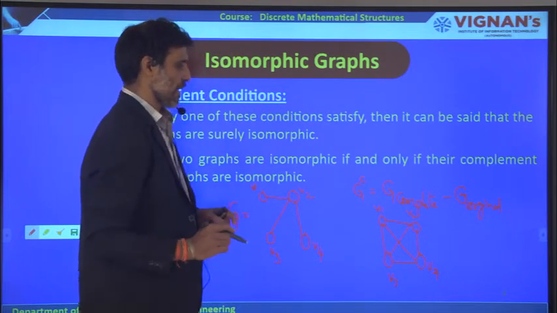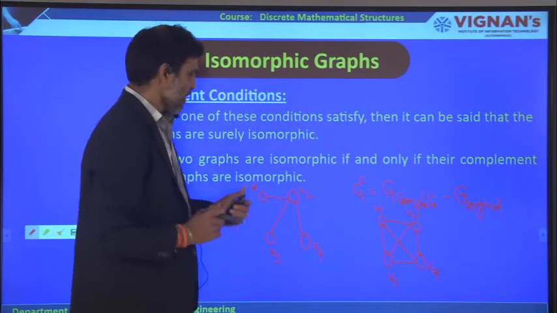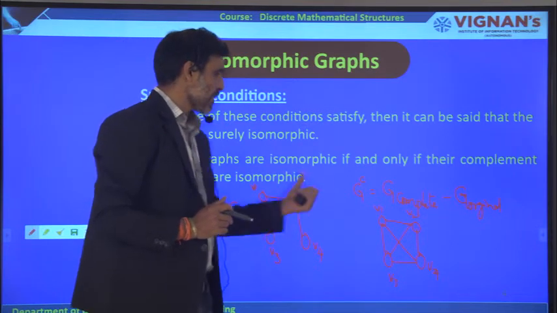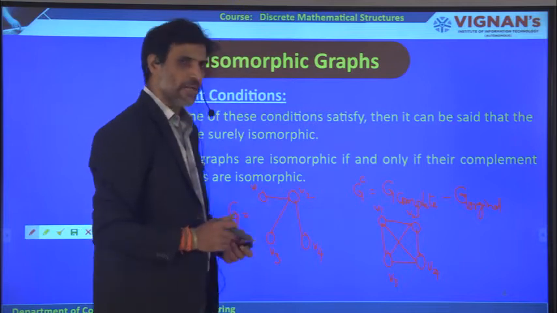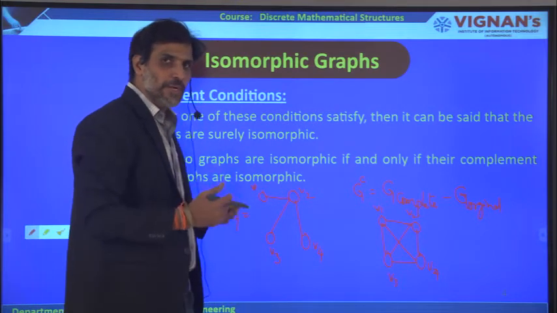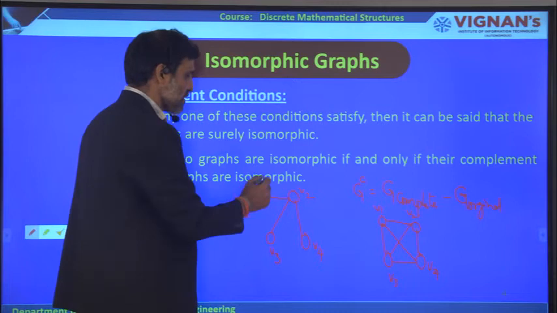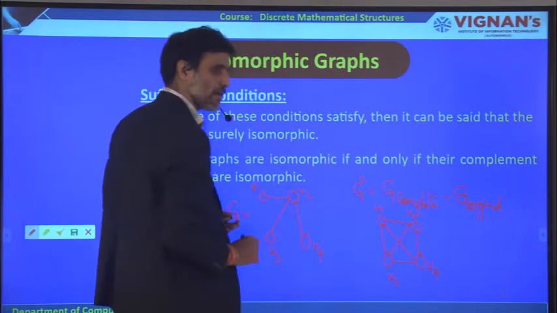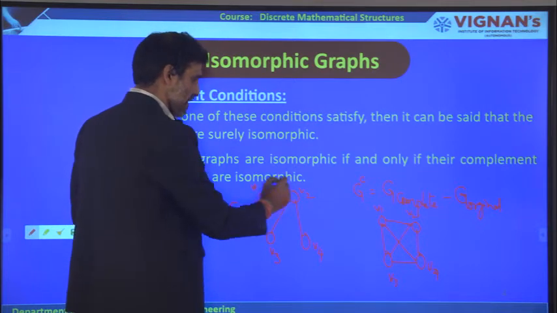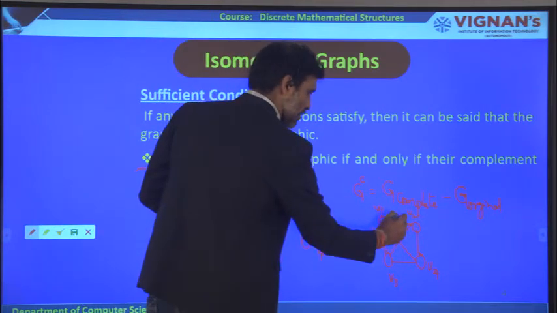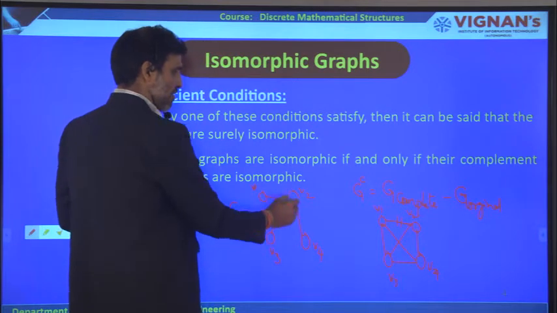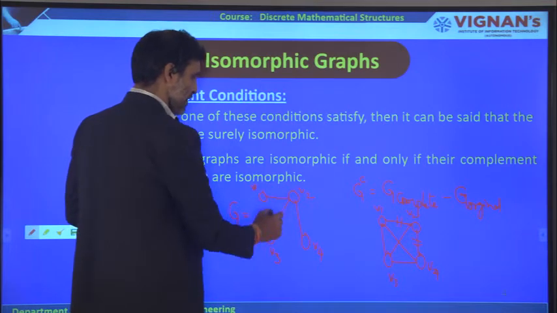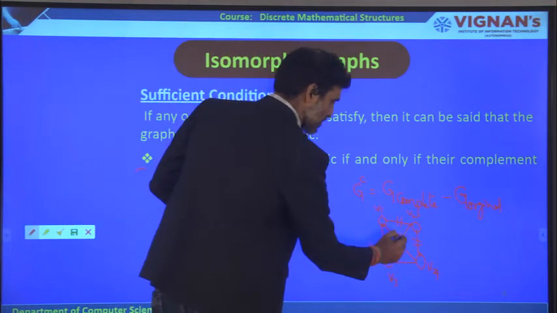So you have to take the complete graph and then you have to remove the original graph from this particular complete graph. How do we remove? We remove the edges which are present in the original graph, those edges will be removed in the complement of the graph. So which edges are present here? V1, V2 is present, so remove this edge. And then V2, V4 is present, and V2, V3 is also present, so remove this edge.